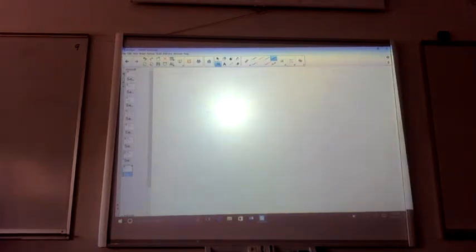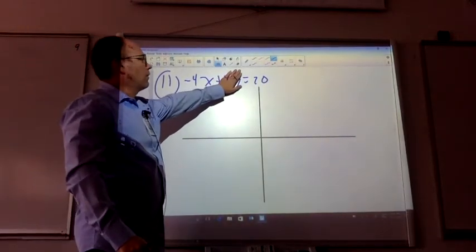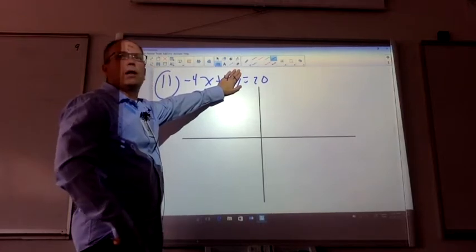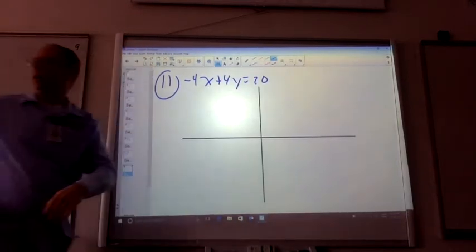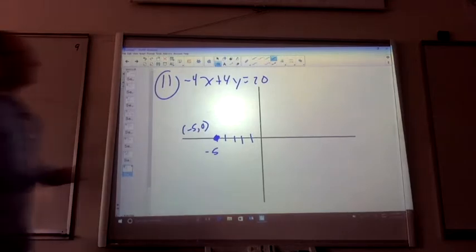Now we're at 11. Almost done. Number 11, negative 4x plus 4y equals 20. Okay, let's figure out where it crosses the x-axis. So I'm going to cover up the y. Negative 4x is equal to 20, so negative 4 times what number gives me 20? Negative 5. So x equals negative 5. So what point is that? Negative 5, 0. Good.